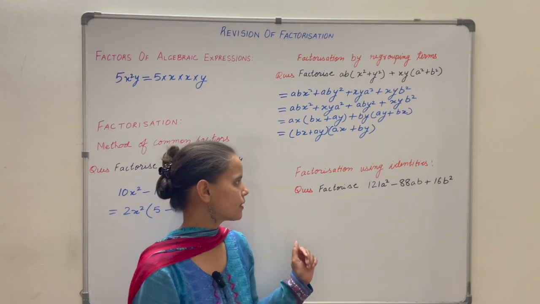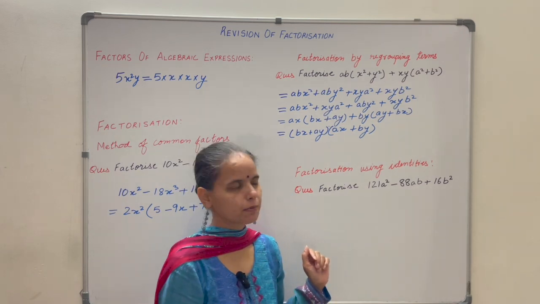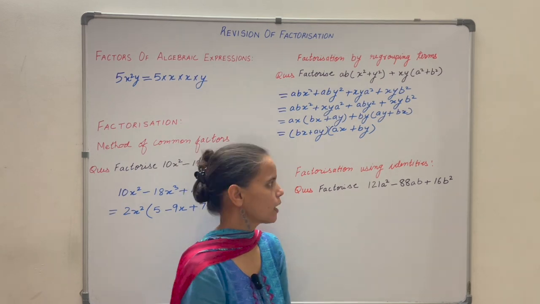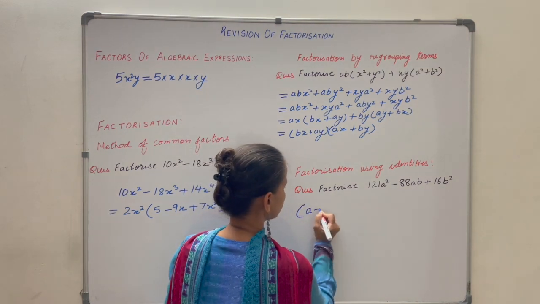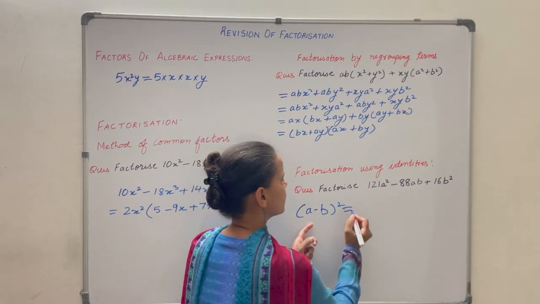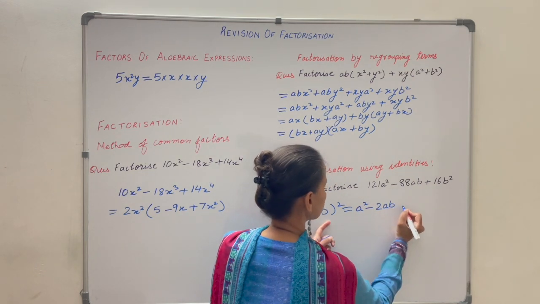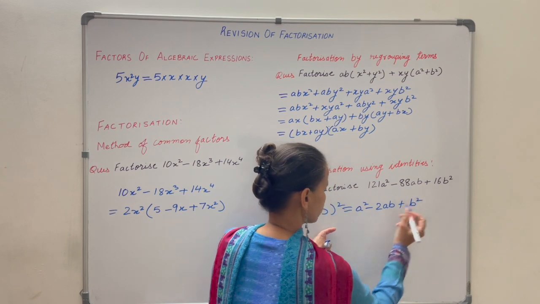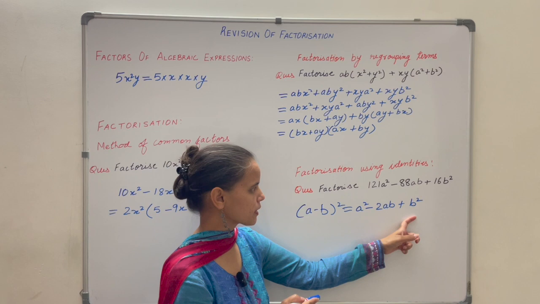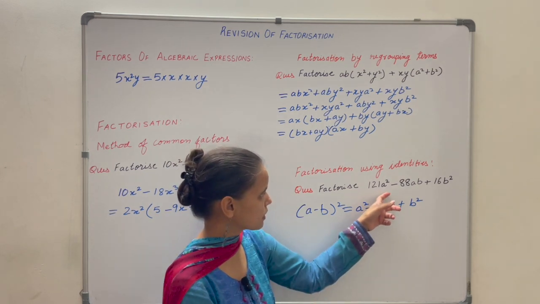Factorization using identities. Question: factorize. You have to factorize this algebraic expression. So if you see this algebraic expression, it matches with the a minus b whole square identity. What is the a minus b whole square identity? It is a square minus 2ab plus b square. So here you can see this is a perfect square, this is a perfect square, minus twice of a into b. So you can match it with this.